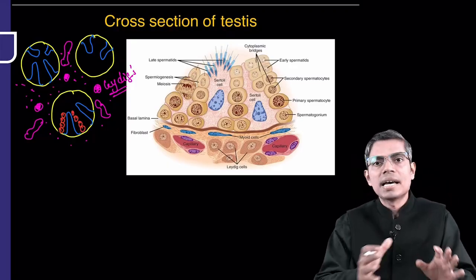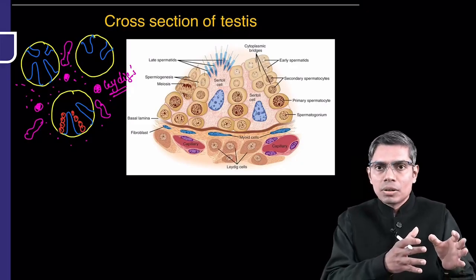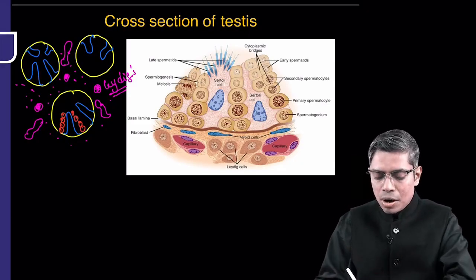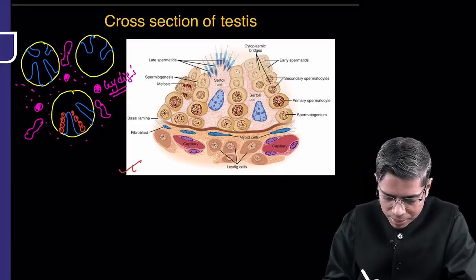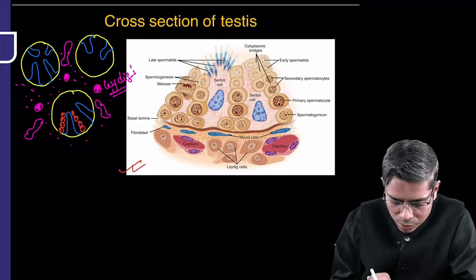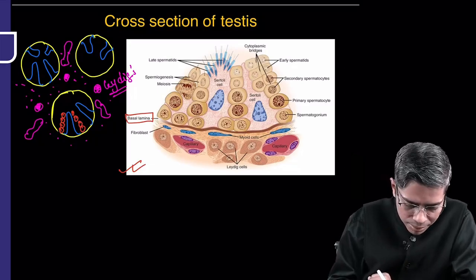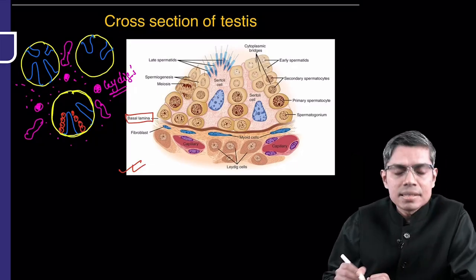So this is a basic diagram of the cross section of the testis. This diagram has been given in Ganong. So this I have taken from Ganong. So first of all, you note down the presence of the basal lamina, right? So this is the basal lamina which is lining the seminiferous tubule.